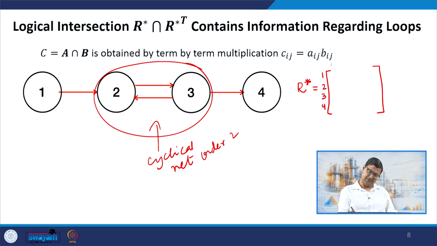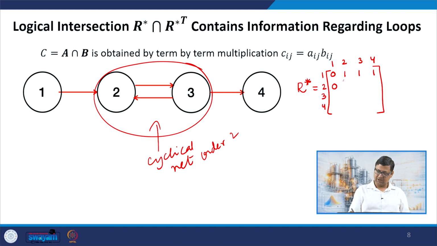So 1 to 1 is going to be, I can again label wherever I am in doubt, which is not part of the matrix. So I cannot go from 1 to 1, so I put a 0. 1 to 2 I can go, 1 to 3 I can go in 2 steps, and 1 to 4 also I can go via 2 and 3. From 2, I cannot go to 1, but I can of course go to 2, I can go to 3 and come back, I can go to 3 and I can go to 4 as well.